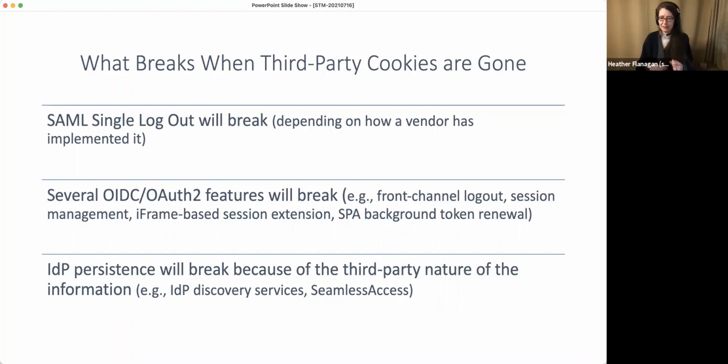There are fallback plans, I guess I would say. There's things like back channel work. So it won't be useless, but it will definitely change. And a third thing that will break is identity provider persistence, because it will be third-party information in the browser. Anything trying to read the browser local storage to say what IDP did this user choose in the past, that's not going to work quite as intended or as it does today. And that impacts your IDP discovery services and services like seamless access.